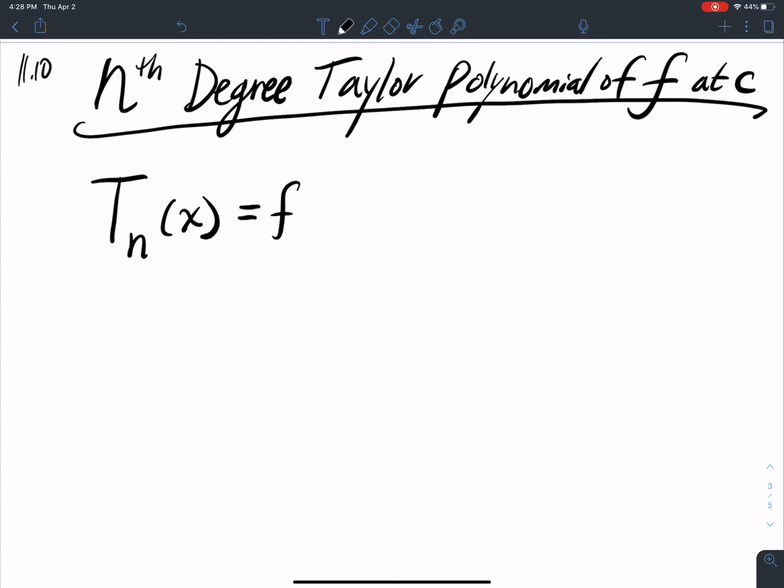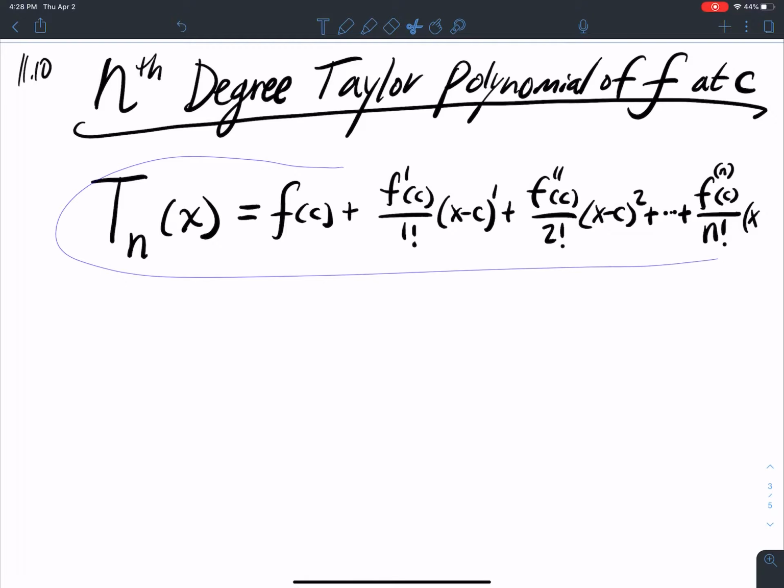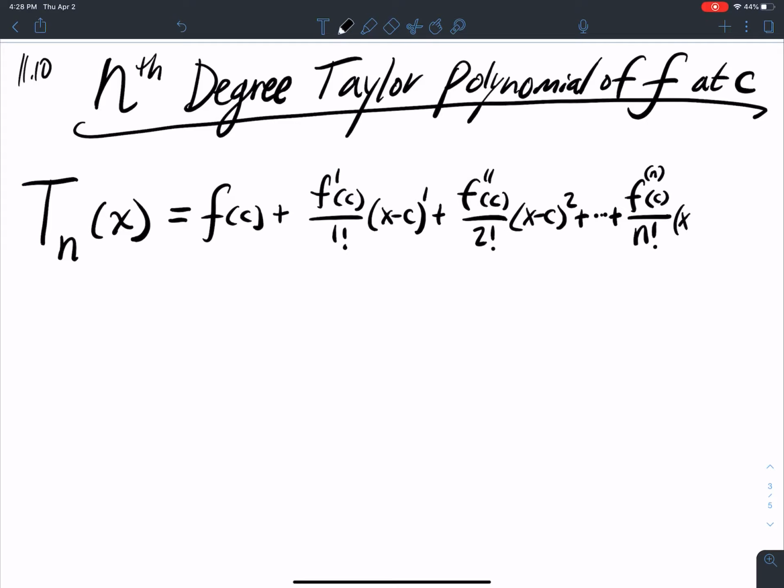This is equal to f of c plus f prime evaluated at c over 1 factorial times x minus c to the 1, plus f double prime evaluated at c divided by 2 factorial times x minus c to the 2, and then dot dot dot all the way out to the nth derivative of f evaluated at c over n factorial times x minus c to the n. Let me move this over since I'm running out of room.